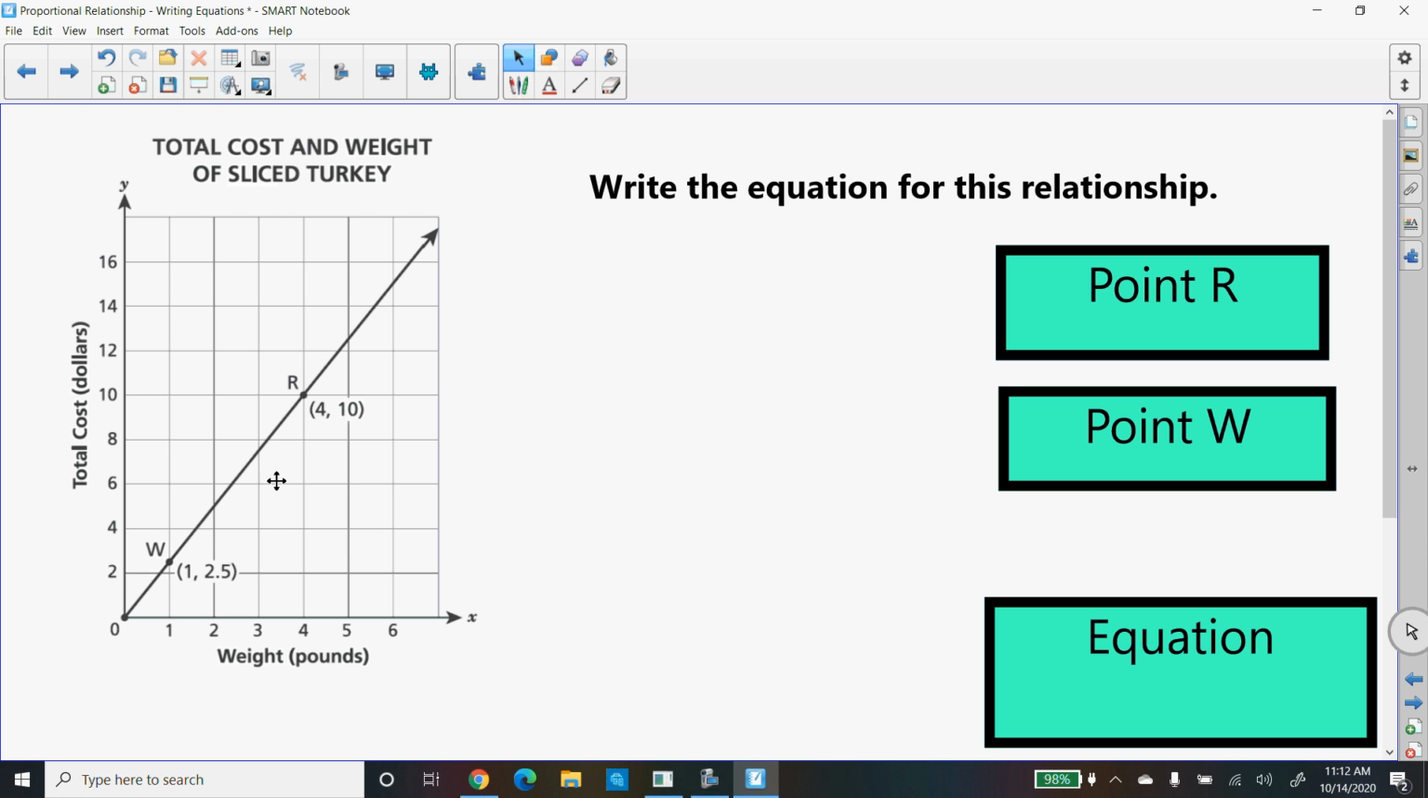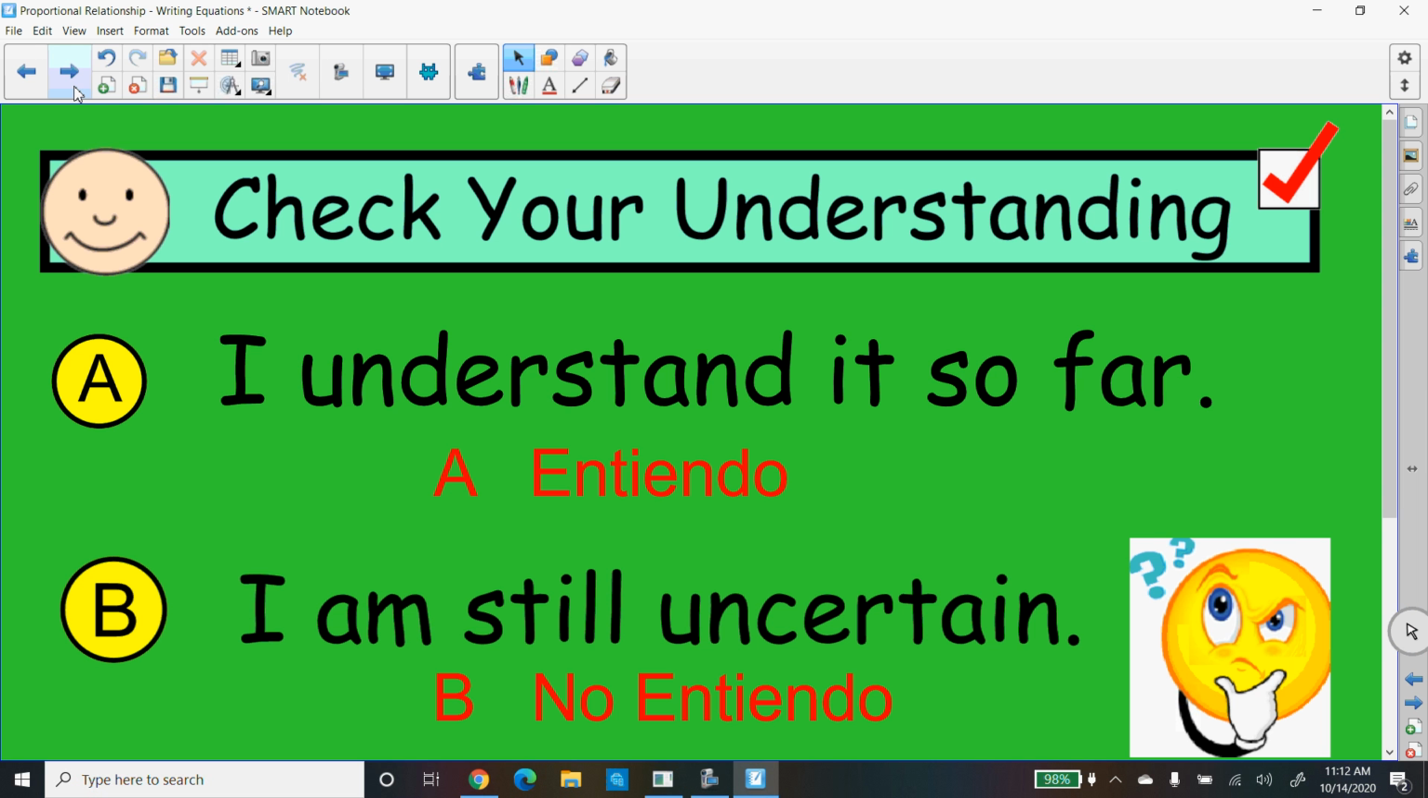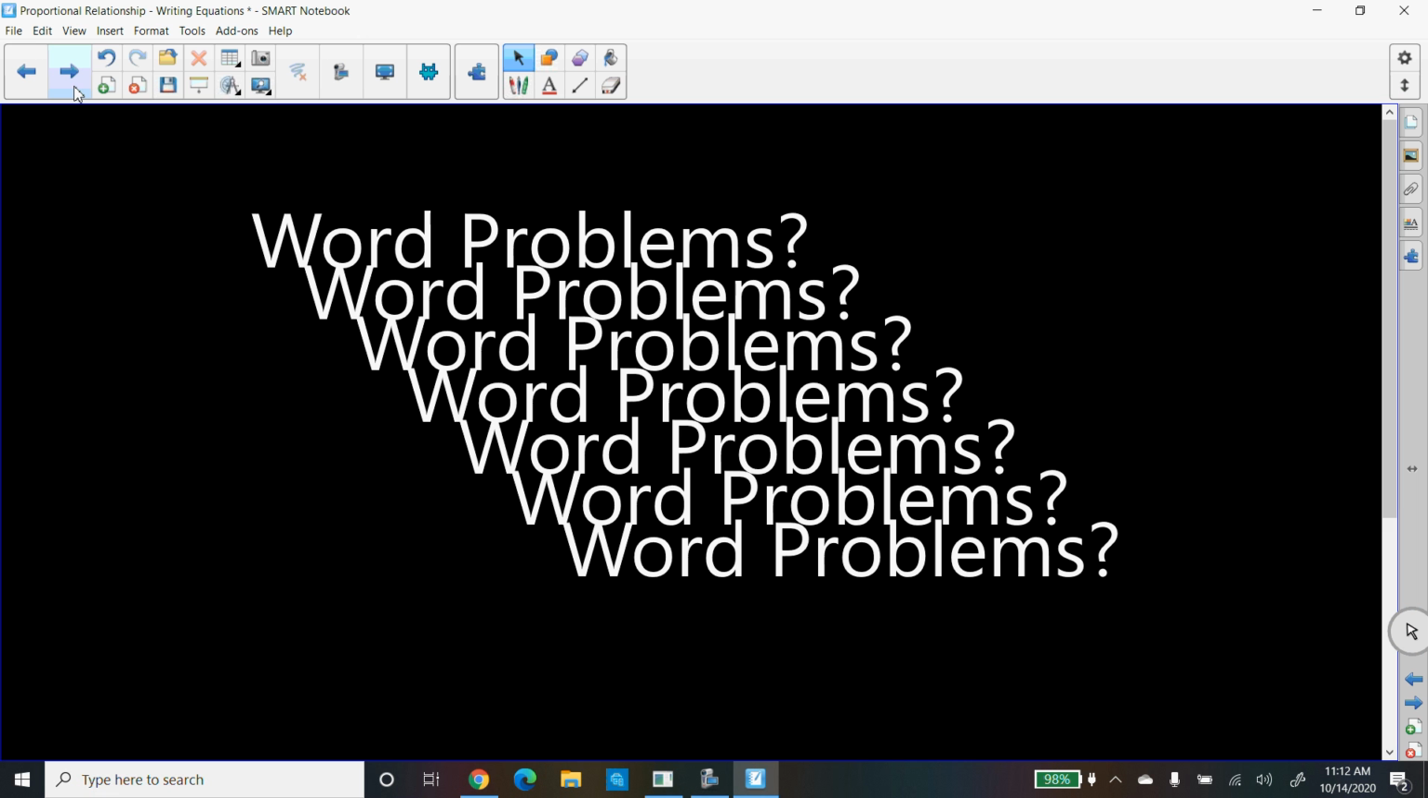Remember, how do you find it? You take the y coordinate divided by the x coordinate. So that'd be 10 divided by 4. See if that's equal to the y coordinate, 2.5, divided by 1. So it should come out to be the same answer. And then write your equation. Remember, it'll be the K value or constant of proportionality next to the letter x. So I hope you understand what's going on. So write down the questions and I'll be glad to answer them in class.